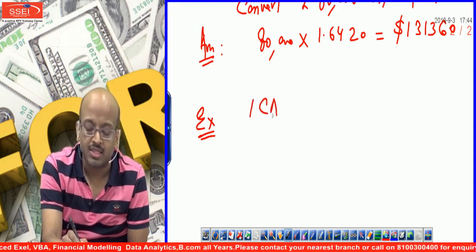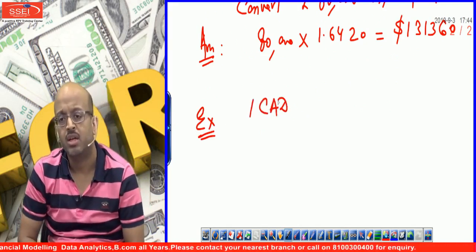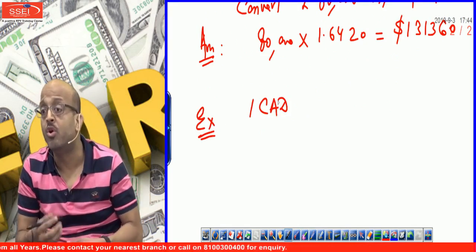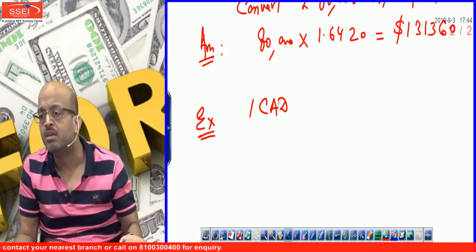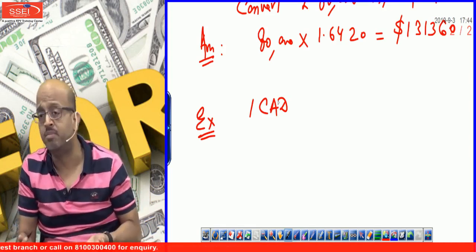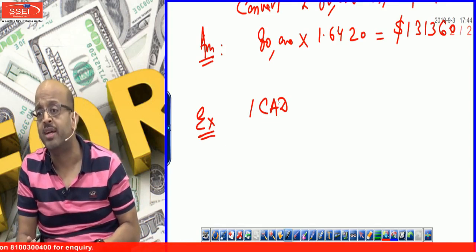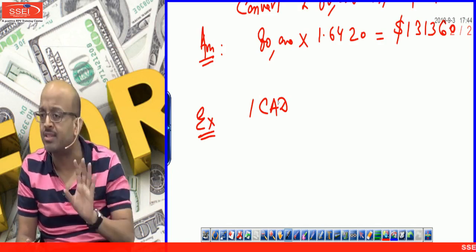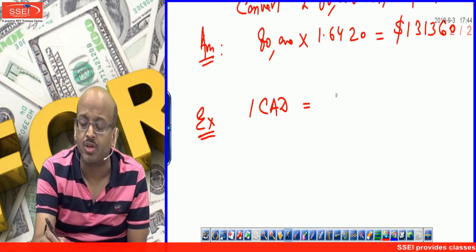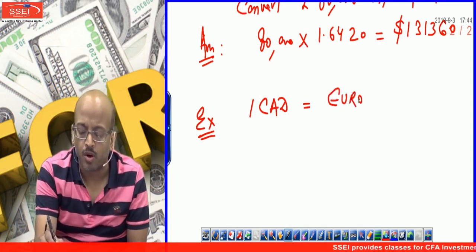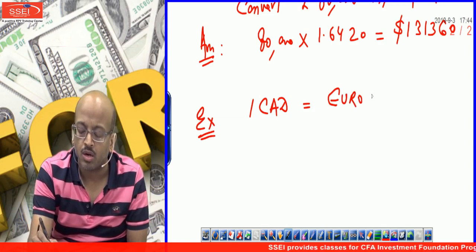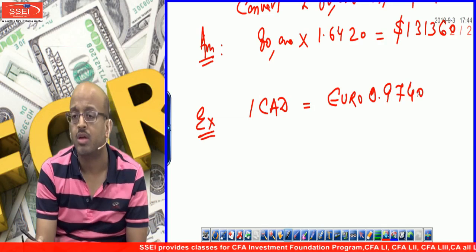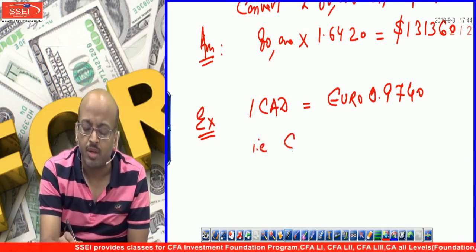One CAD, Canadian dollar. If you don't know the full form, it doesn't matter in the sums. If I write 1 CAD equal to, and you don't know what is CAD, how does it matter? This chapter is not about general knowledge. Do you know the currencies of all the countries? We don't need to know. For us, it is maths going on. So 1 Canadian dollar equal to euro 0.9740.